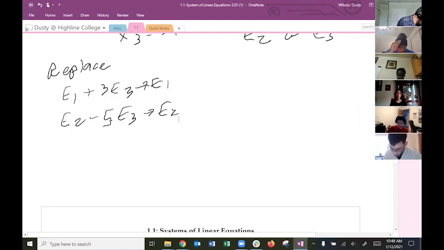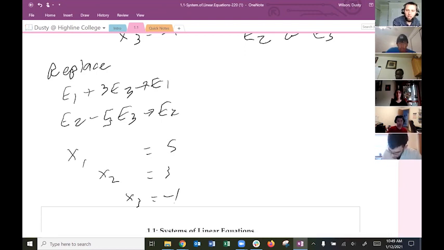I think when we do all of that stuff, we end up with x1 equals 5, x2 equals 3, and x3 equals -1. Yeah, this is totally an algorithm, Elijah. This is a version of the row reduction algorithm. Wait, and we're out of time. Oh my gosh.